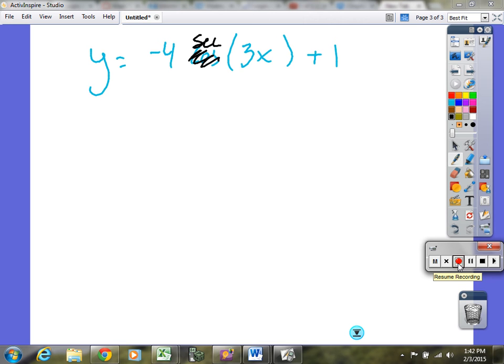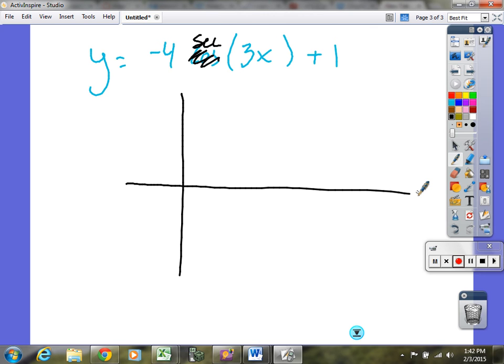We're graphing. I start always where? Midline. What is the midline? 1.